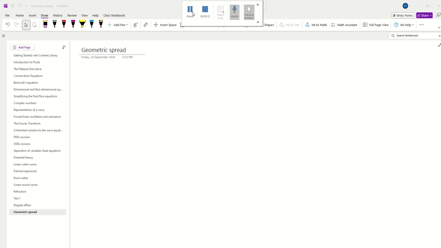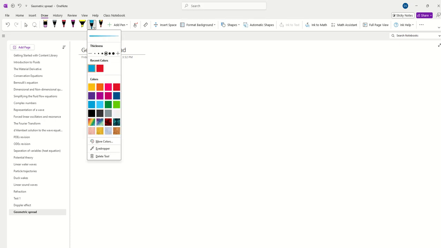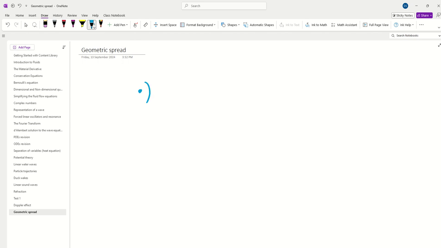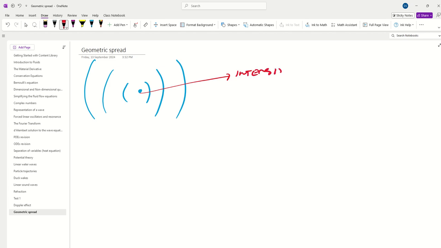What's going on here is that we've got some source of a wave, and it's emanating outwards in a spherically symmetric manner. We ask what the intensity at some distance from the source is, right? We know a couple things about intensity.